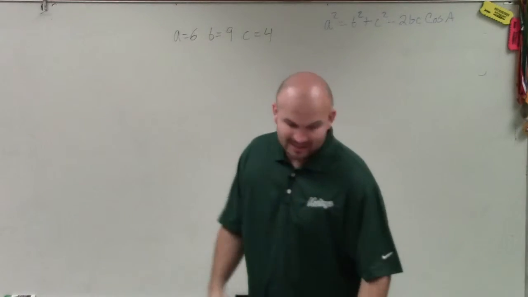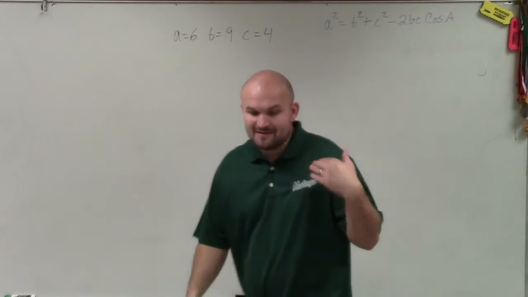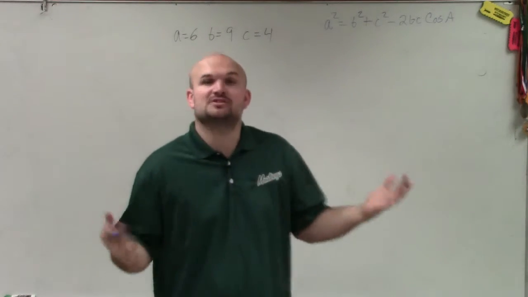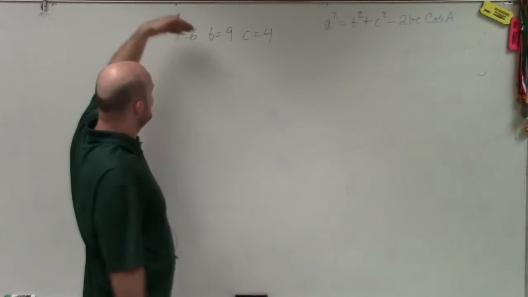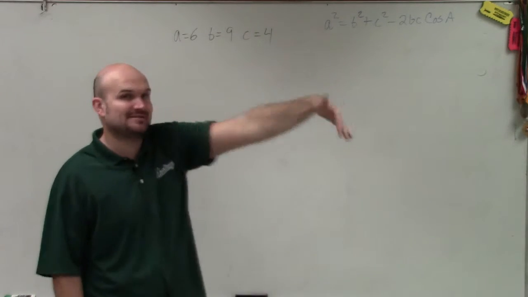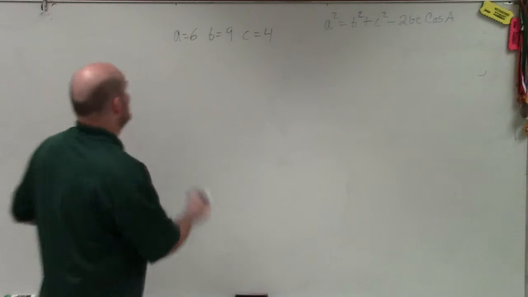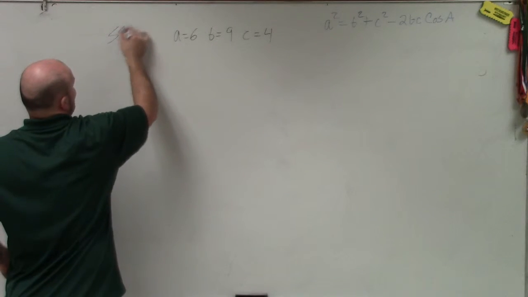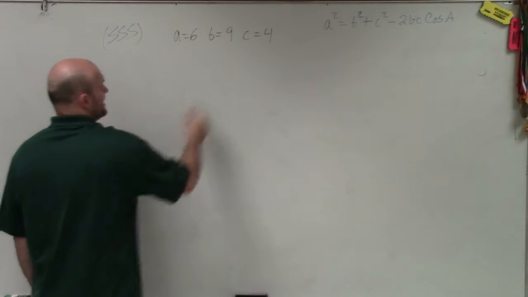Welcome, ladies and gentlemen. What I'd like to do is show you how to find the missing side lengths or find the missing parts of a triangle when given three sides, 6, 9, and 4, by using the law of cosines. So obviously you can see when we're only given side lengths, we're given a triangle that is in the form of side, side, side.